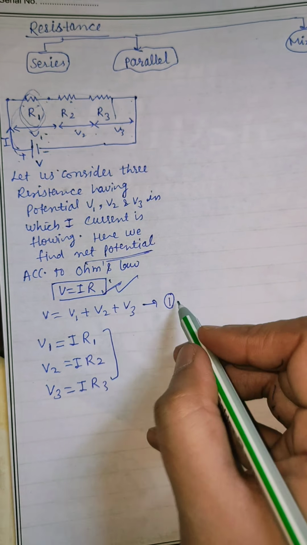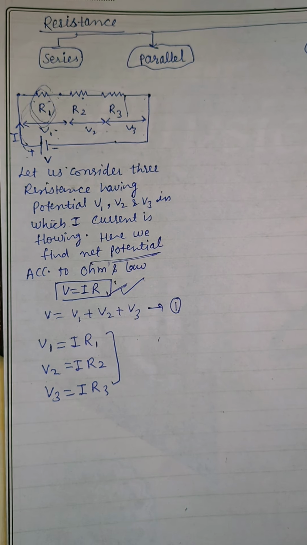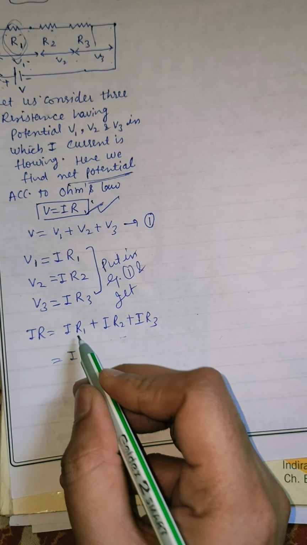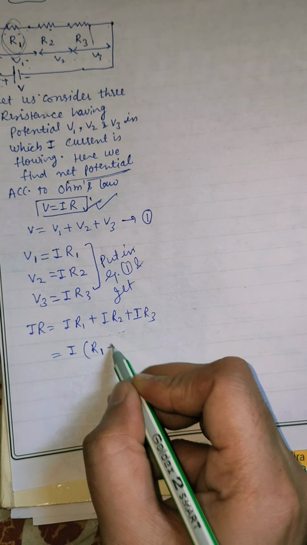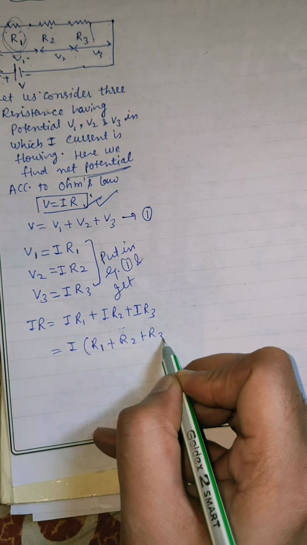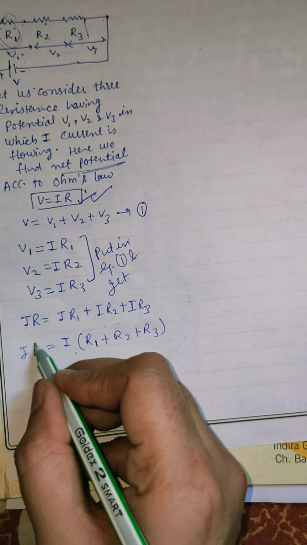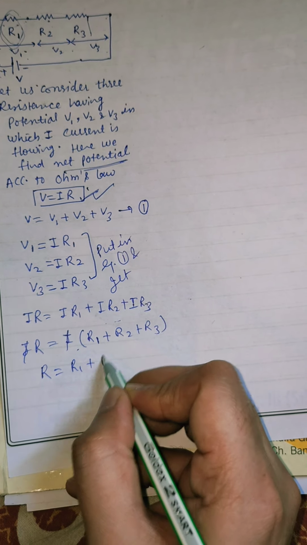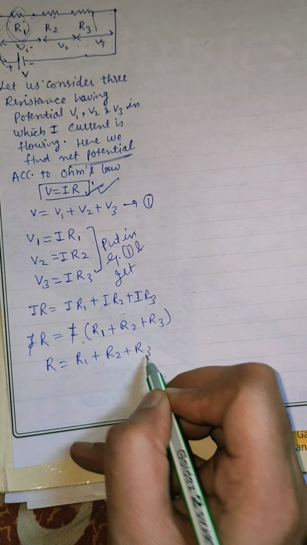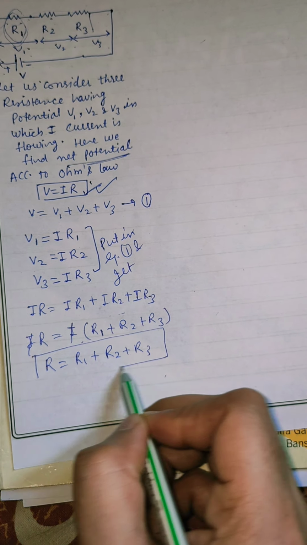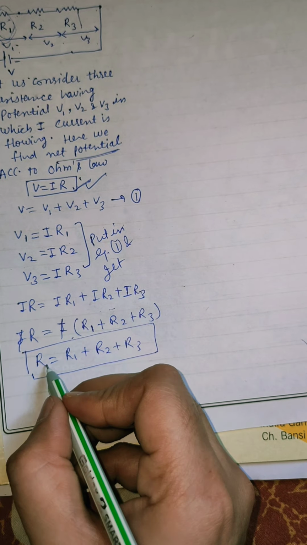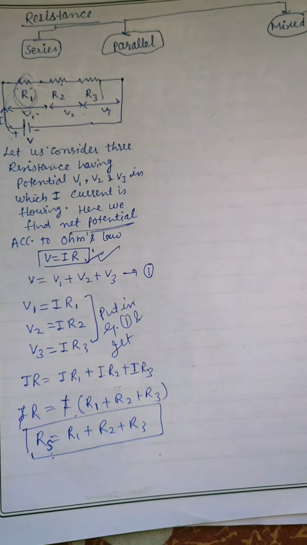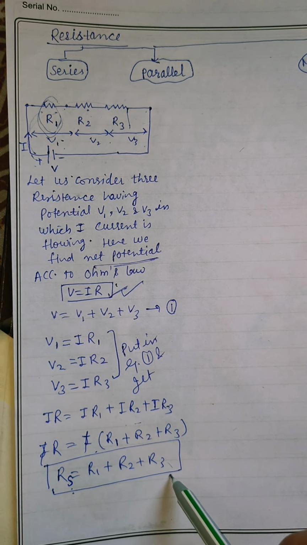All these values we put in equation one and get, here I is common, so we can write I times R1 plus R2 plus R3. Here I take common IR. I cancels on both sides, so we get R equals R1 plus R2 plus R3. This is the formula for resistance in series. Here we write S to denote resistance in series. This formula is used in numericals.